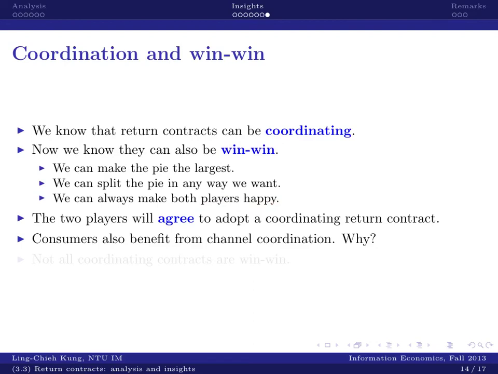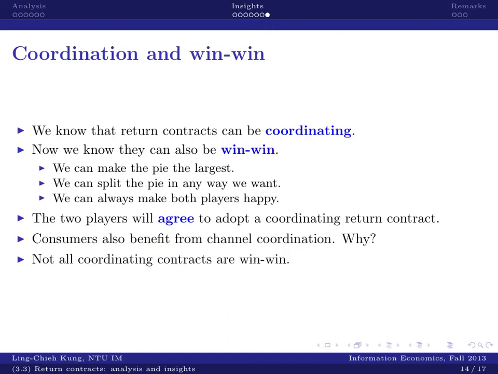And also at the same time, you may show that consumers also benefit from the channel coordination. Why? The retail price is fixed there. Under channel coordination, the order quantity will be higher than the case with only a wholesale price contract. So more consumers can buy this product. Everyone is happy. Firms are happy, and the consumers are also happy.